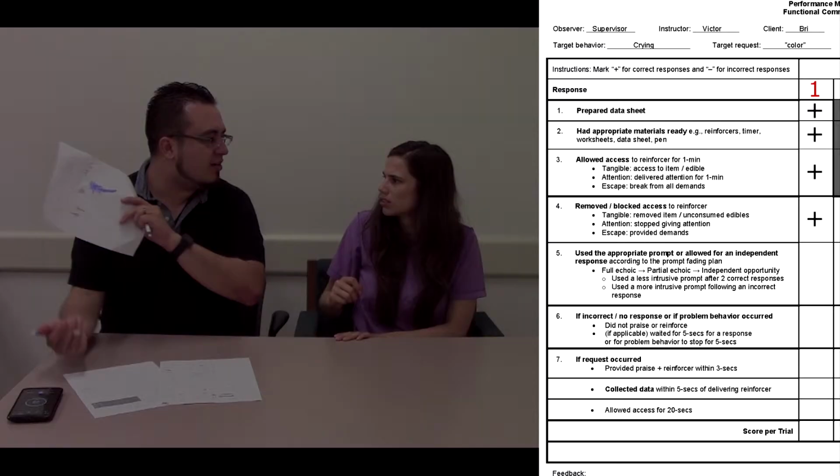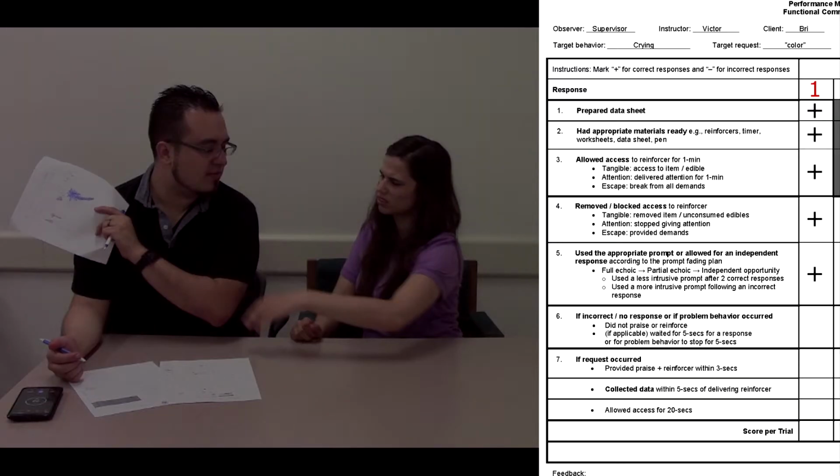Since this is the first time that Victor's implementing functional communication training with Bree, he started off by immediately prompting with the full word, color. He gets a plus on item 5 for following the prompt fading plan. The prompt fading plan is written to help Bree learn how to request as quickly as possible, so it's important to follow it closely.